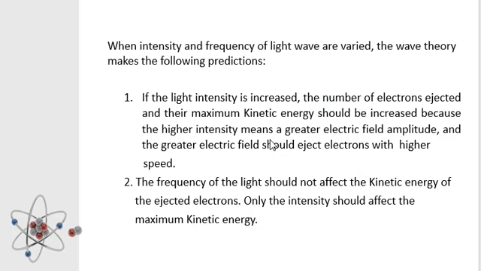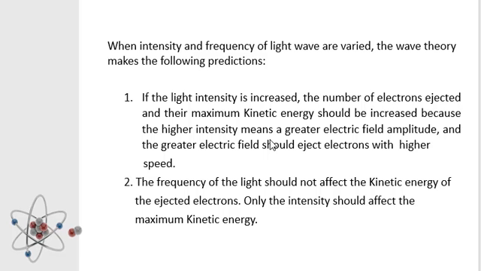Now let's look at how the wave theory will explain the photoelectric effect. When intensity and frequency of light wave are varied, the wave theory makes the following predictions. If the light intensity is increased, the number of electrons ejected and their maximum kinetic energy should be increased, because the higher intensity means a greater electric field amplitude, and a greater electric field should eject electrons with higher speed.